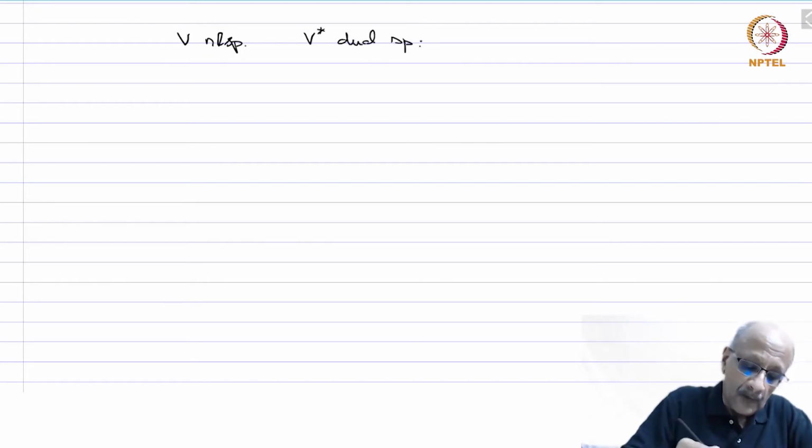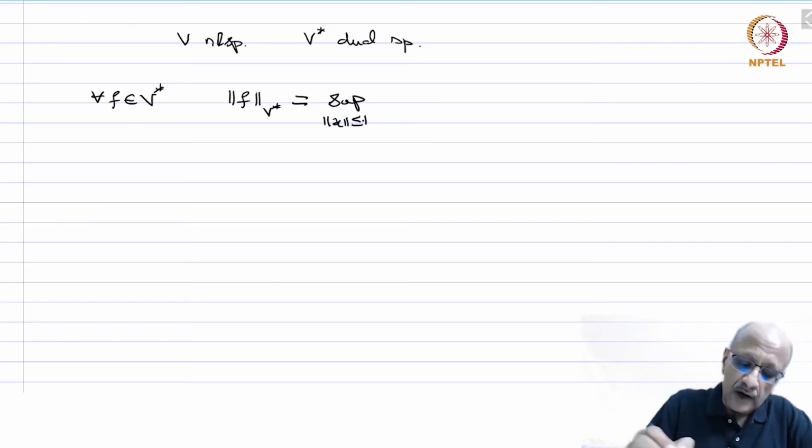Okay, so now let us look at these two relations. V is a normed linear space and V star is the dual space. So for every f in V star, the norm of f in V star equals the sup over norm x less than or equal to 1 of mod f x. Let me call this relationship 1.